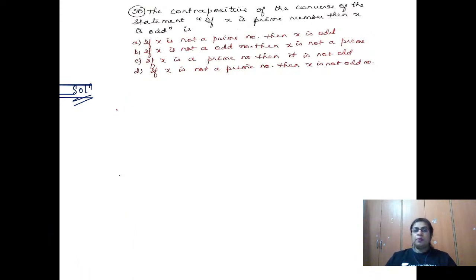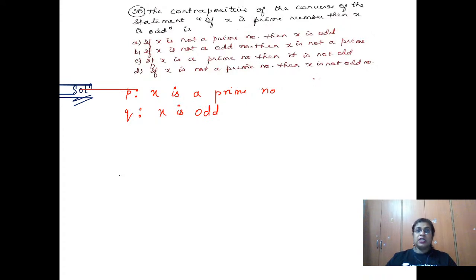The solution part: first let us identify what P is equal to. P is nothing but the contrapositive of the converse; they've asked if X is a prime number. So P is nothing but X is a prime number. Q is what? Q is X is an odd number. So let me give you the idea of how to find the contrapositive of the converse.